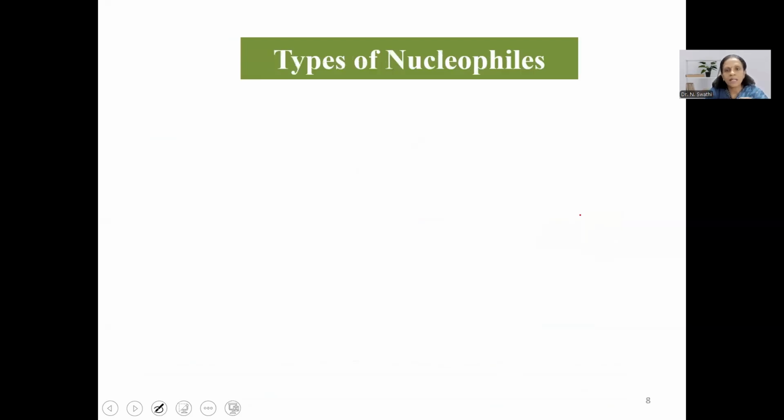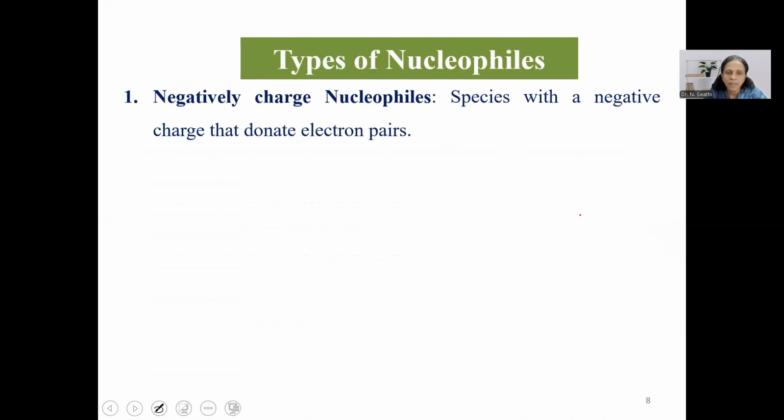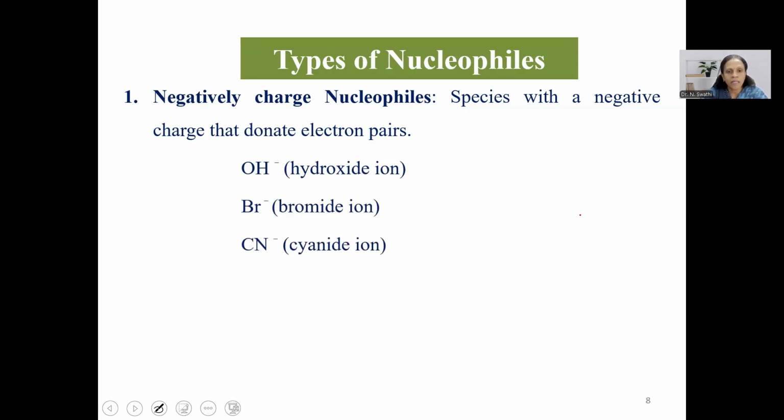Now let us try to understand the types of nucleophiles. There are 3 different types of nucleophiles. The first type are known as negatively charged nucleophiles. Because, as I mentioned earlier, nucleophiles are electron rich species, because of the electron rich nature they attain a negative charge. So the first class of agents are negatively charged nucleophiles. Examples include OH minus ion, which is known as hydroxide ion, Br minus ion, which is nothing but bromide ion, and CN minus, which is nothing but the cyanide ion. These are a few examples of negatively charged nucleophiles.